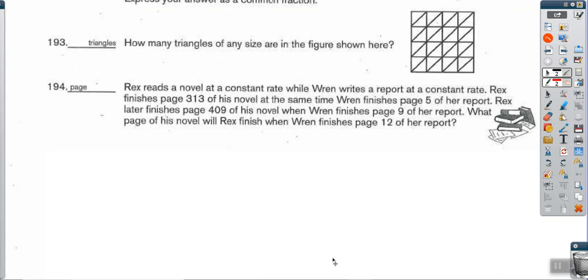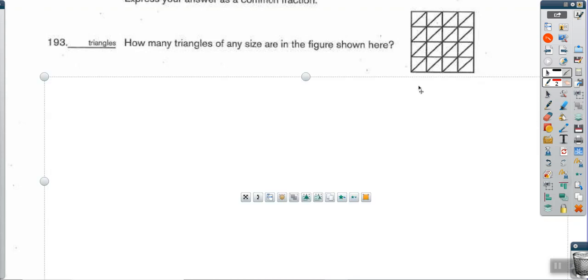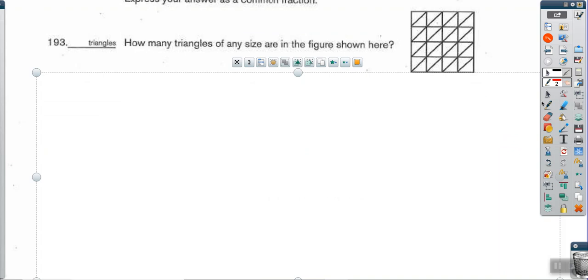All right. So this is problem number 193 from workout number 3 in the handbook from 2018-2019. How many triangles of any size are in the figure shown here? We're going to organize this data in such a way because it's really easy to miss one of the triangles. Really, really easy. So let's start with the most obvious.